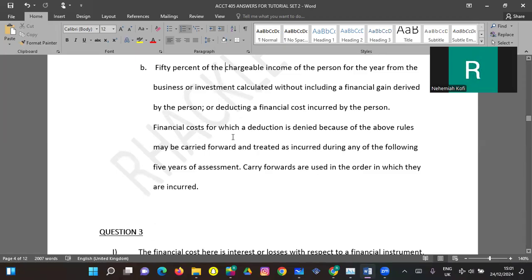Financial cost for which a deduction is denied because of the above rules may be carried forward and treated as incurred during any of the following 5 years. Carried forward amounts are used in the order in which they were incurred, more or less like the first in, first out method. So what this is basically saying is that your financial cost that is allowable by the GRA is your financial gain plus 50% of your adjusted chargeable income. That's basically it.